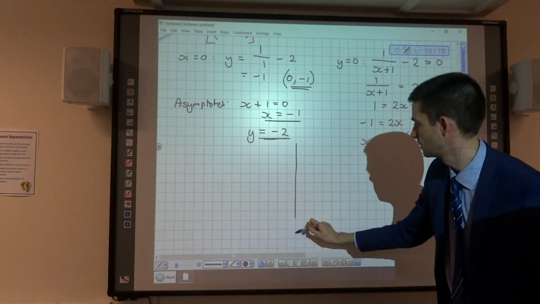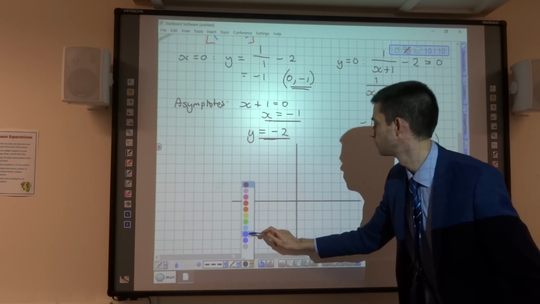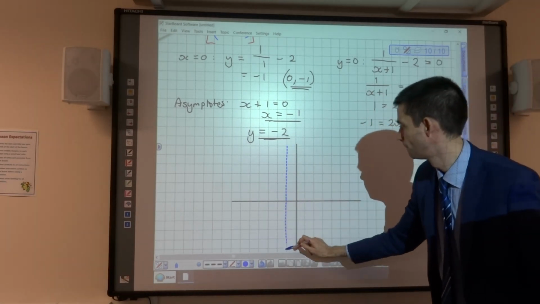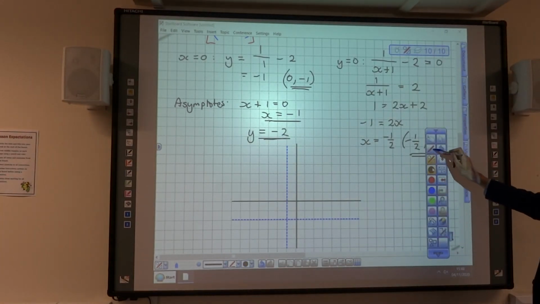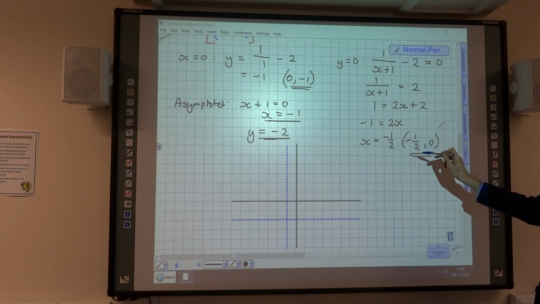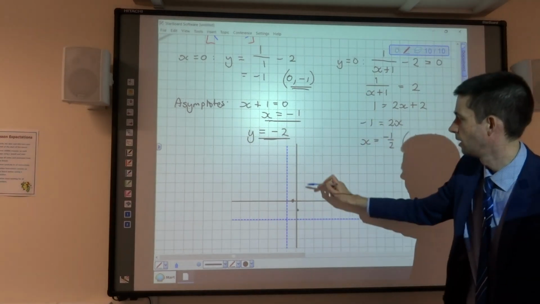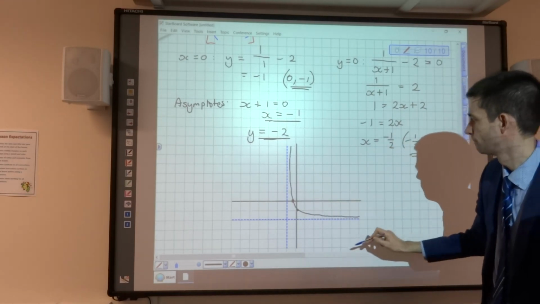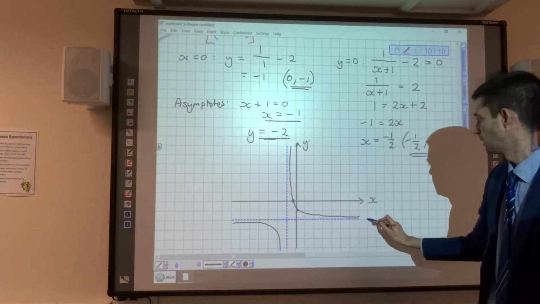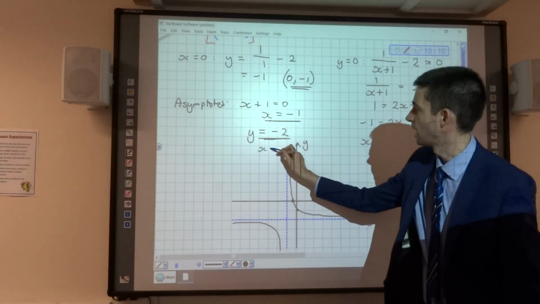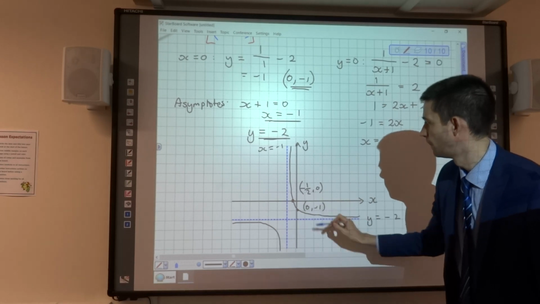So let's get a set of axes. I'm going to draw the asymptotes on with dashed lines. The x one is at x equals negative 1. The y is at y equals negative 2. It's going through the x-axis at negative a half, 0, which is here. It's going through the y-axis at 0, negative 1, which is here. So it's going to be going through like so, and like so. So x-axis, y-axis, asymptotes are y equals negative 2 and x equals negative 1. And I have negative a half, 0 there, and 0, negative 1 there.